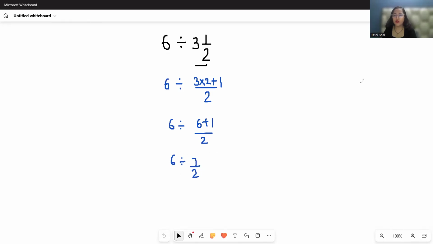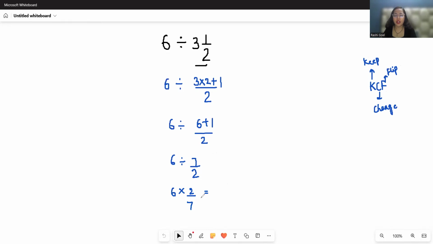Now what we have to do, here I'm going to use the KCF rule, which says that K stands for keep, C stands for change, and F stands for flip. How does it work? Keep the left hand, change the symbol of division to multiplication, and flip the right hand. Then it becomes 2 by 7.